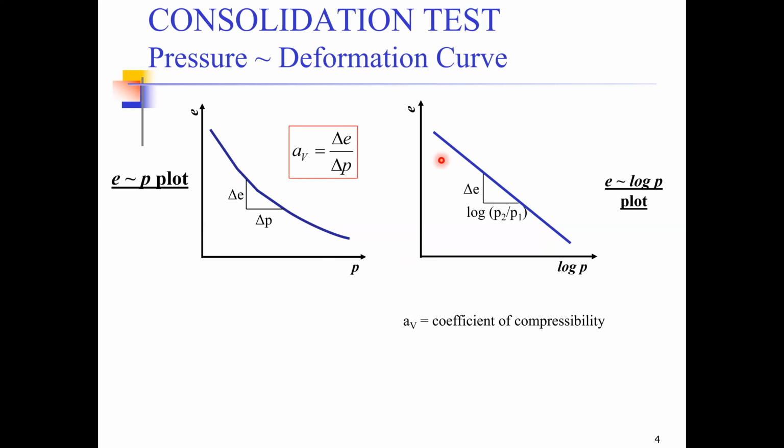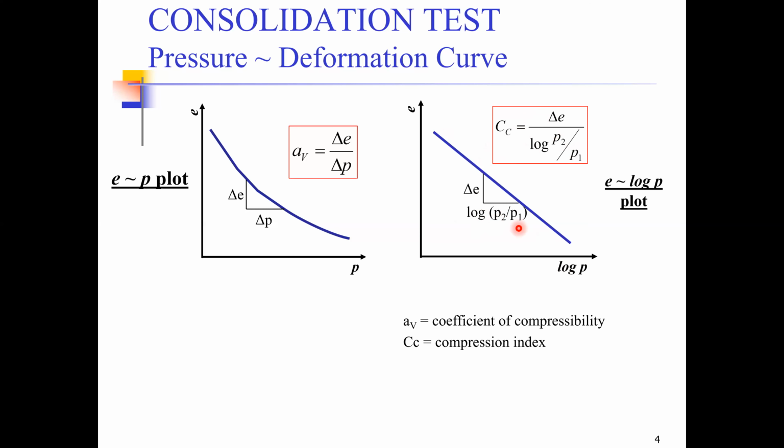And the slope of the straight line in an E log P graph is something that we call the compression index, C subscript C. So what is compression index? Compression index, which we have already discussed, is something that we use to determine the magnitude of consolidation. So this compression index is simply the slope of the line in an E log P graph. So this delta E comes from the ordinate, and this denominator comes from the denominator here.